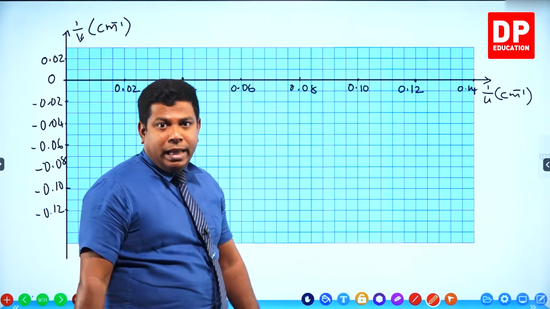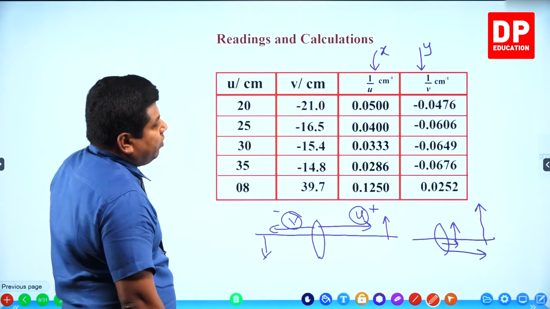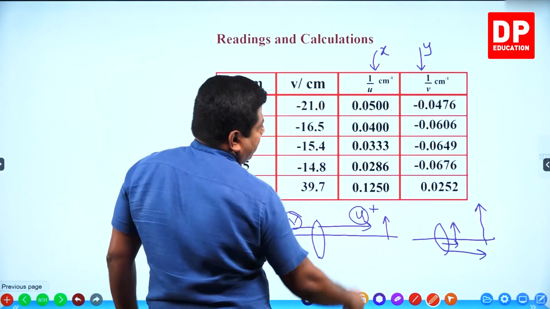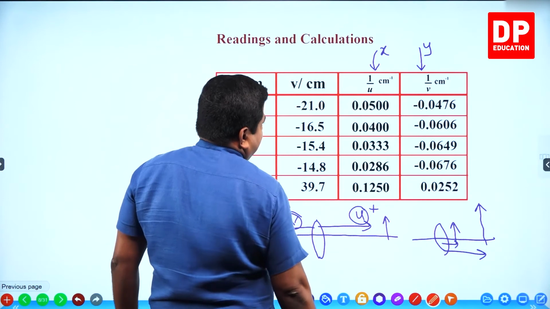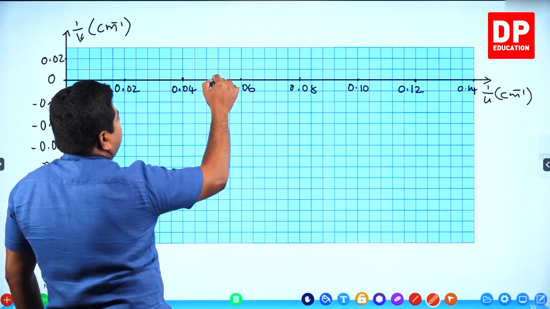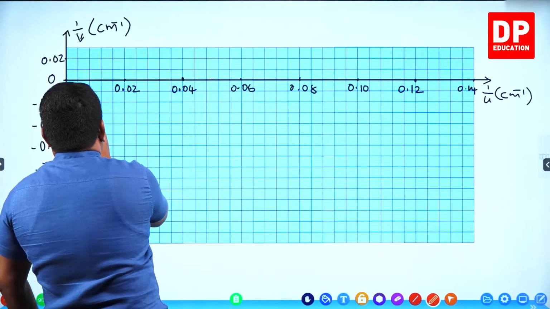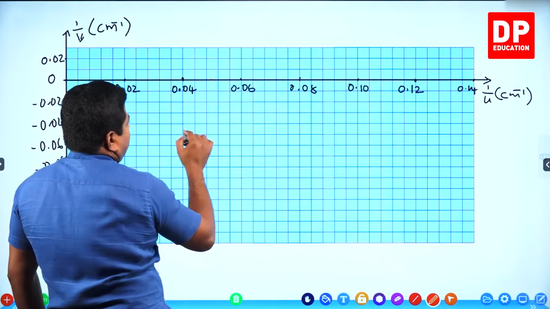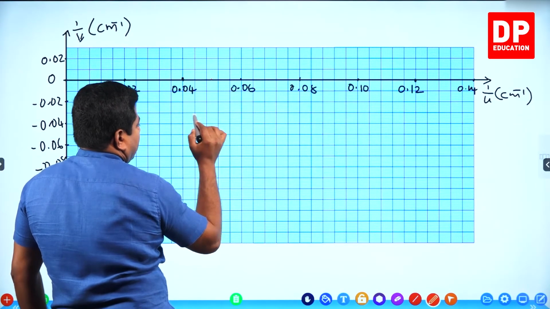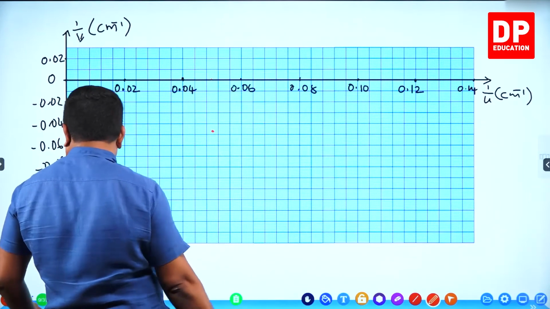Right? Let's mark all the points that we have taken. First point, 0.05 and 0.0476. So let's say 50 and 47.6. 50 has to be right middle here. 47.6 in minus 40, 50, 47.6 will be here. 50, 47.6.